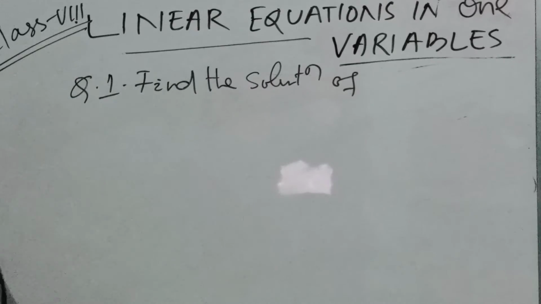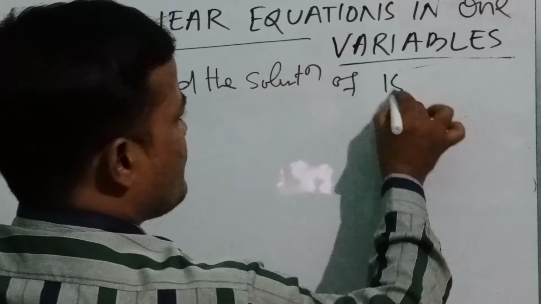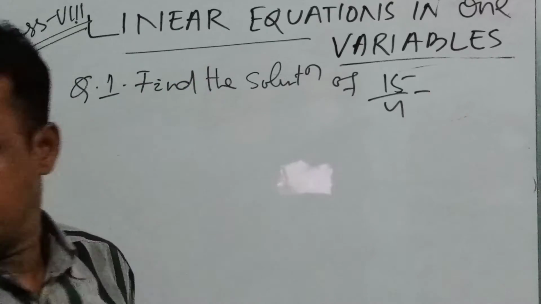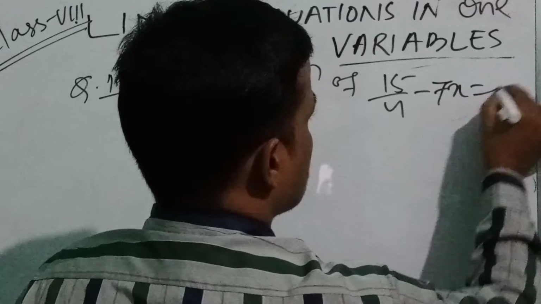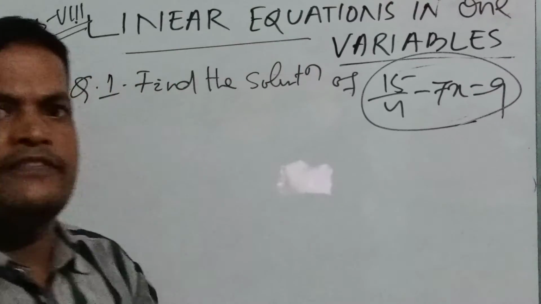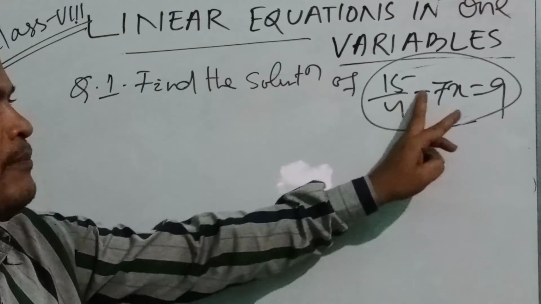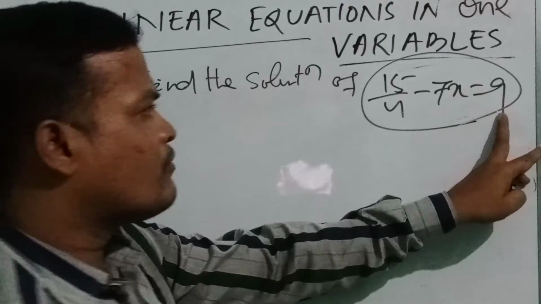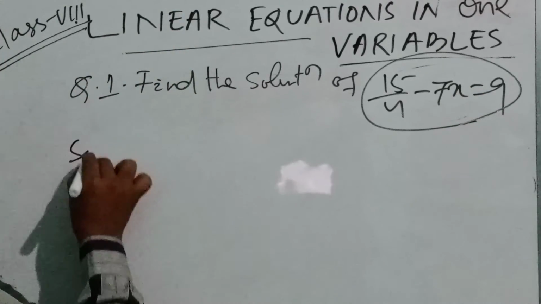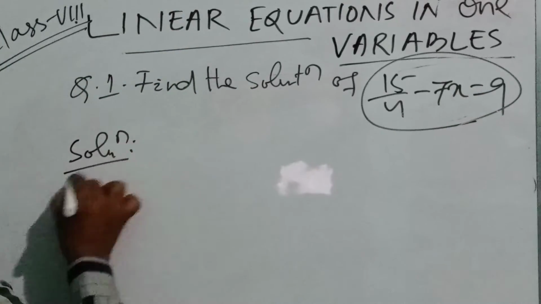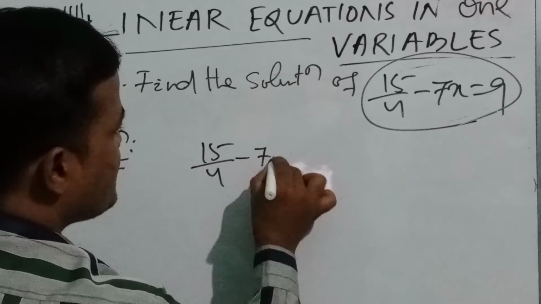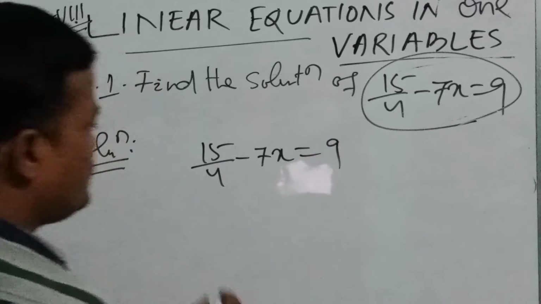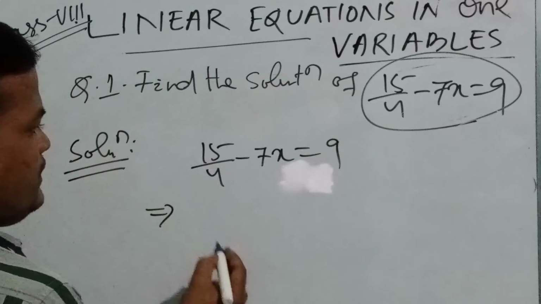Now solve another equation. 15 by 4 minus 7x equal to 9. So children, this is the equation we are given: 15 by 4 minus 7x equal to 9. Let us write and solve this equation. So again write 15 by 4 minus 7x equal to 9. So see what is coming.